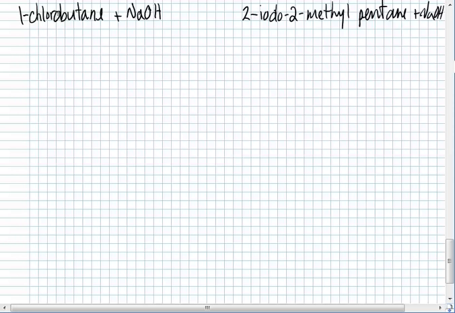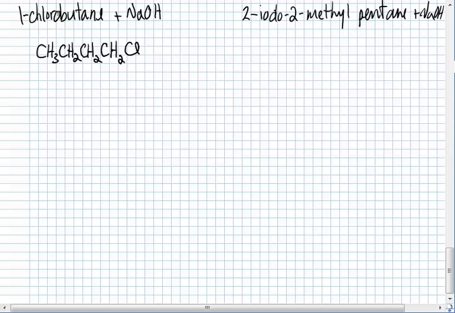Alrighty, folks, we are going to have a look here at these two SN1, SN2 reactions, nucleophilic substitutions. We're going to start with the one on the left, chlorobutane with sodium hydroxide. Let's first of all have a look at those two molecules. Okay, so there is 1-chlorobutane.